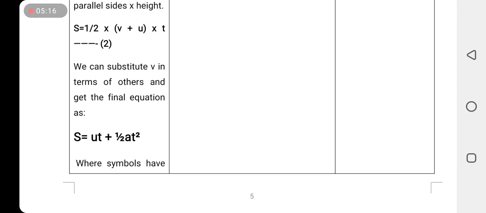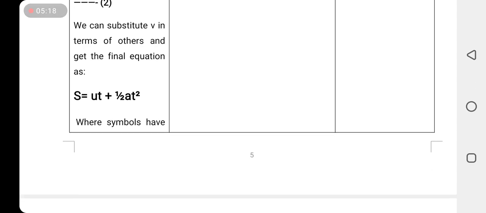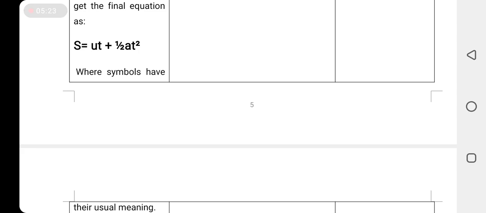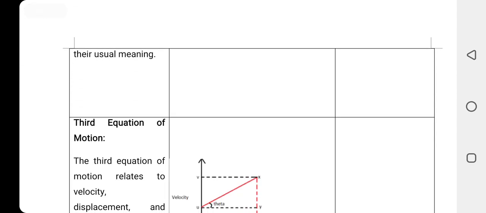We can substitute V in terms of u and get the final equation as S is equal to UT plus half AT squared, where symbols have the usual meaning.